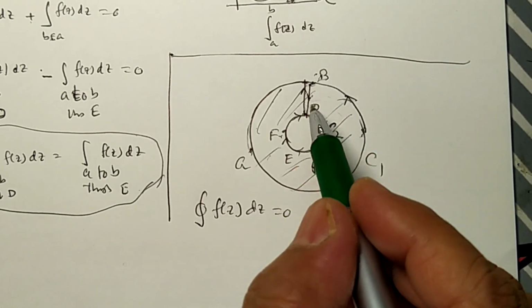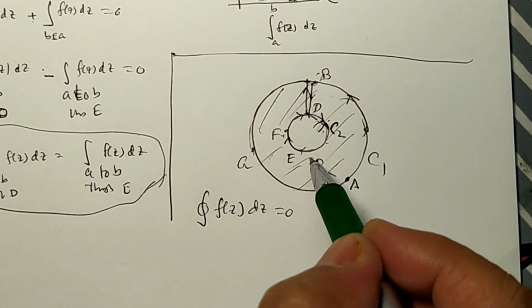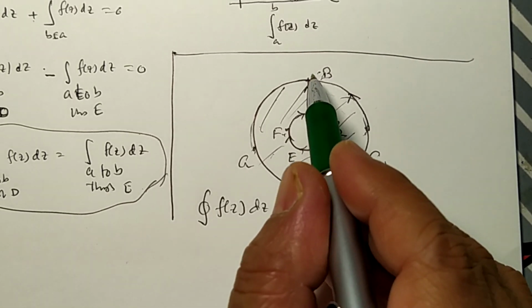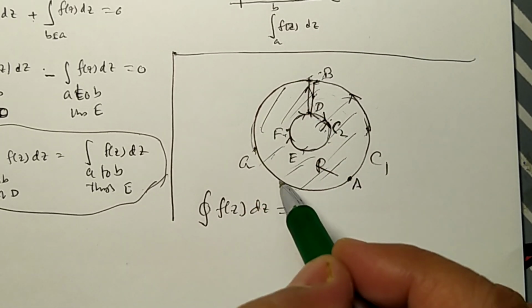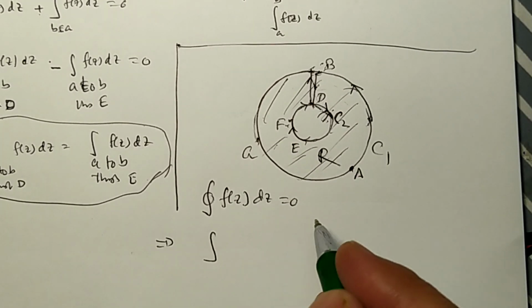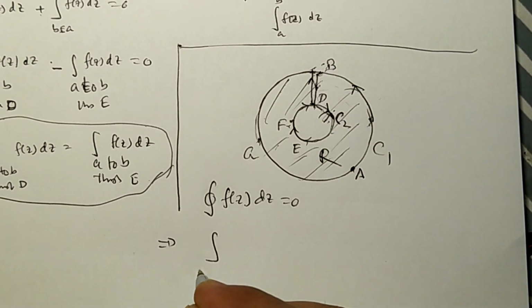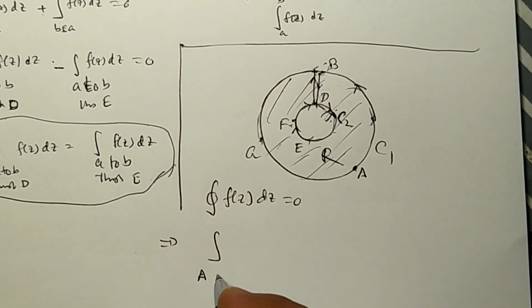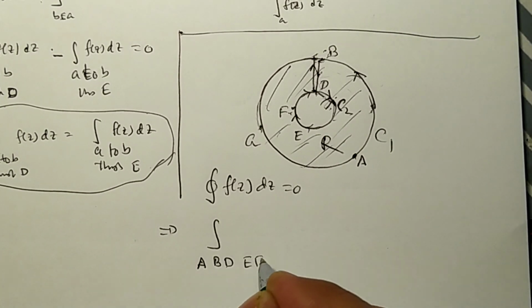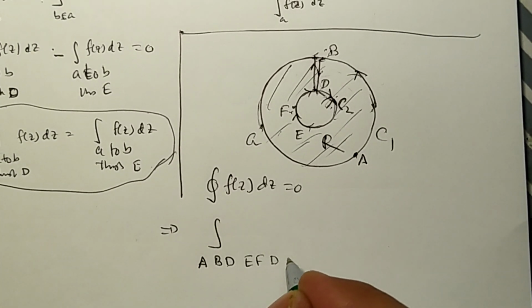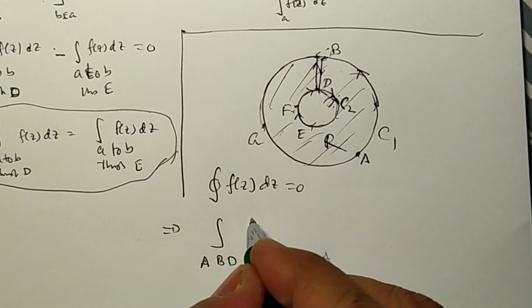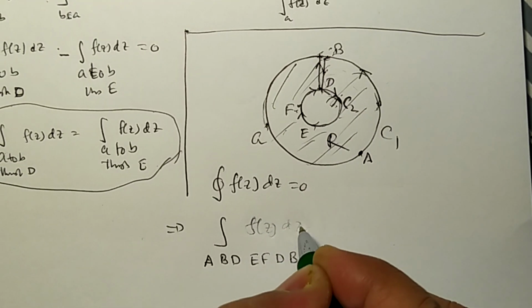So A, B, D, then E, F, D, then go to B, and then G, A. Okay, so then I can write this as I go along from A to B to D to E, F, again D, then B, then G, then A. Okay, the integral of f of z dz equals 0.